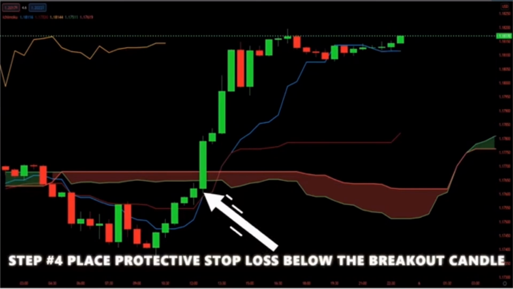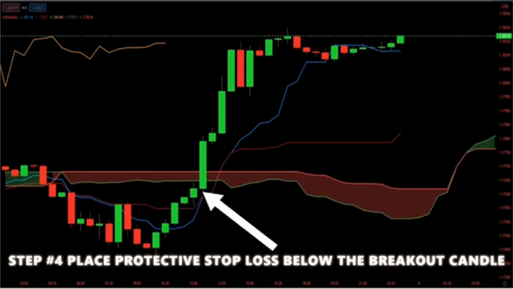Step number 4, place the protective stop loss below the breakout candle. The ideal location to hide our protective stop loss is below the low of the breakout candle. This trading technique accomplishes two major things. First, it's significantly lowering the risk of losing big money. Second, it helps us trade with the market order flow.